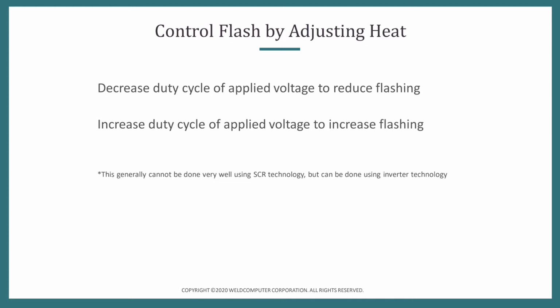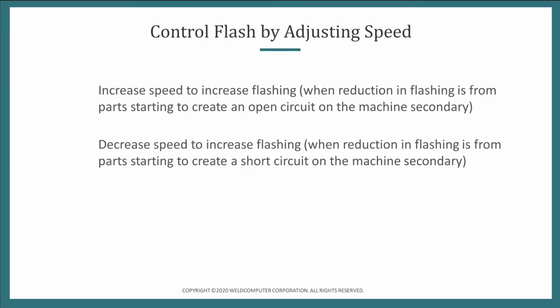Once you switch to inverter technology, you could actually control that sustained peak voltage over the entire interval of flashing and control the duty cycle of that application in order to have some type of control over your flashing capability. The other method of adjusting is by adjusting the speed. If you reach a point where adjusting duty cycle is not enough to control your flashing, if you're at maximum duty cycle and you still don't have the flashing that you need, well, you need to slow your speed down.